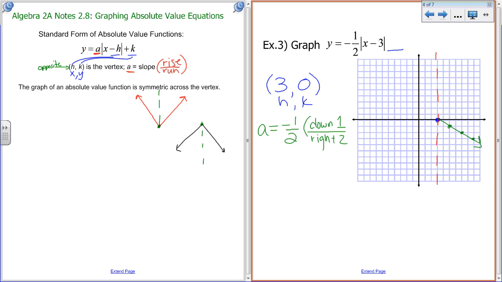And now my last step is to reflect those. So this is 2 units away, so I need to go 1, 2. Here's my point. This is 4 units away. And this is 6 units away. And then we connect those.